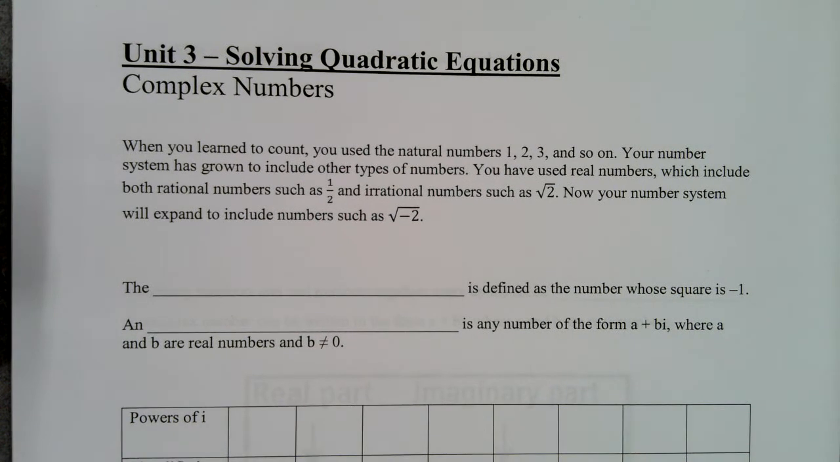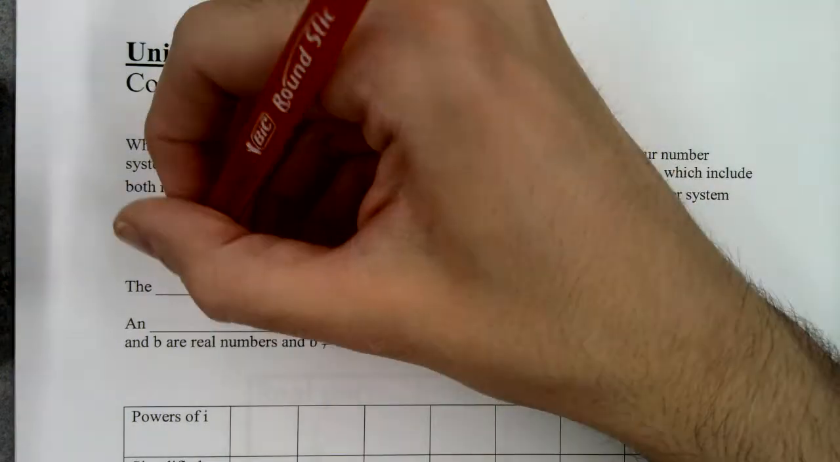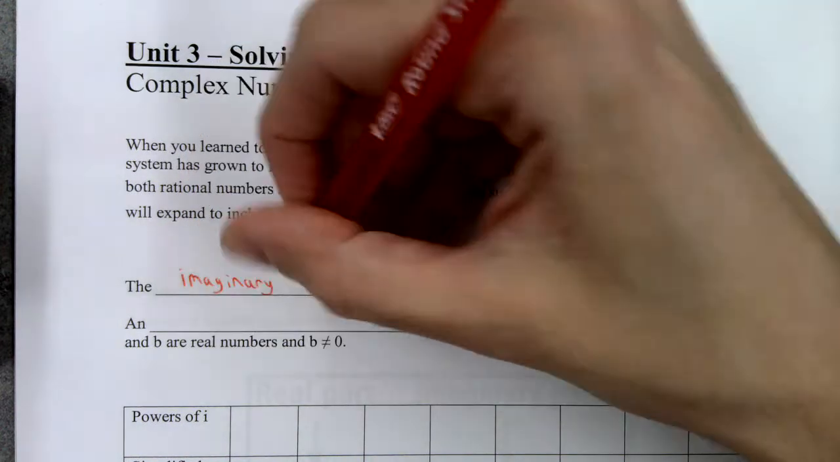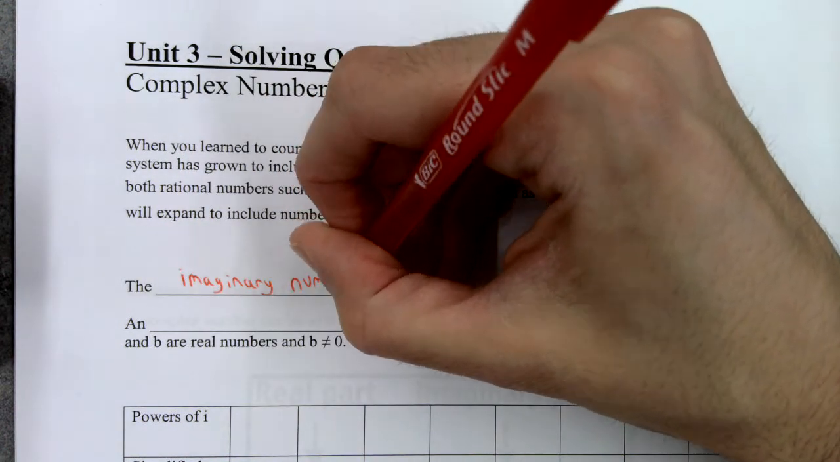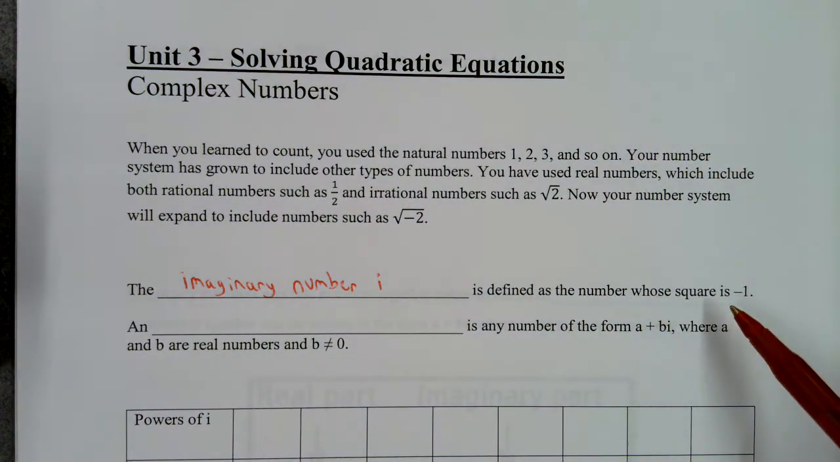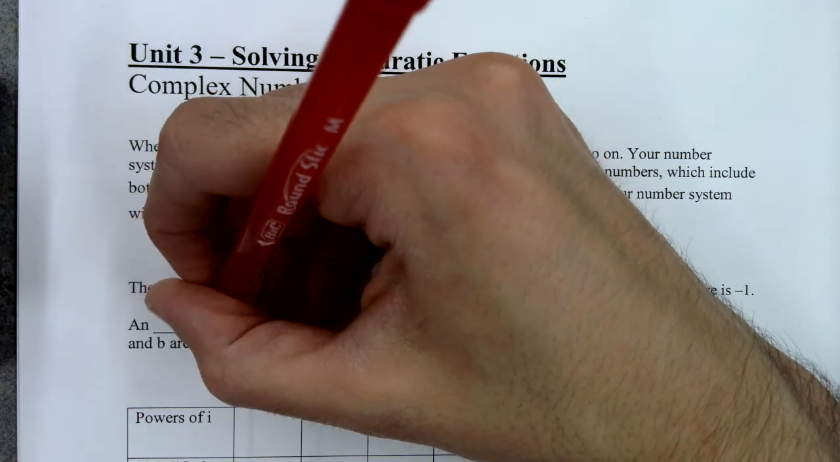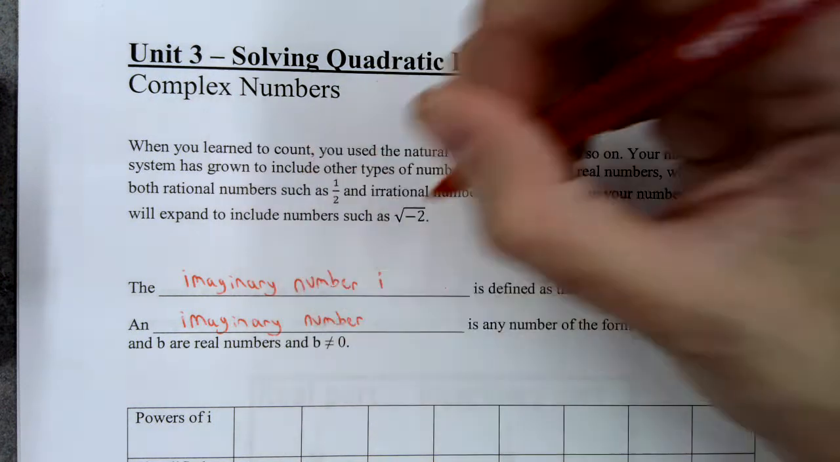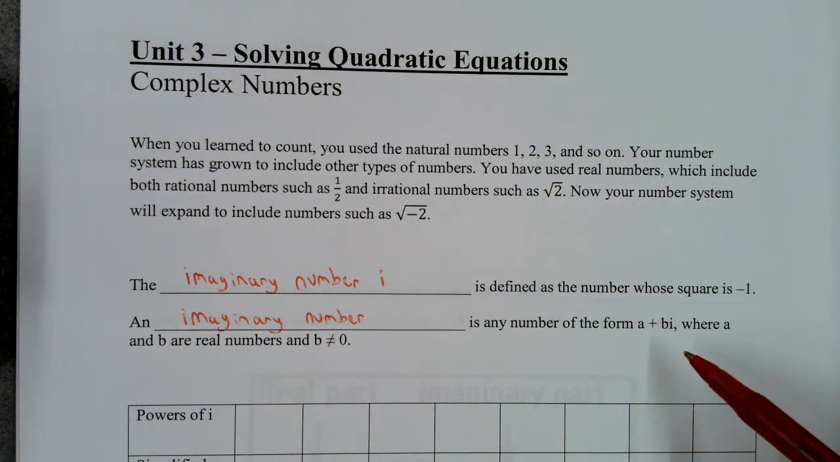This first definition is called the imaginary number i. The imaginary number i is defined as a number whose square is -1. Okay? An imaginary number is any number in the form a plus bi, where a and b are real numbers and b is not equal to 0.